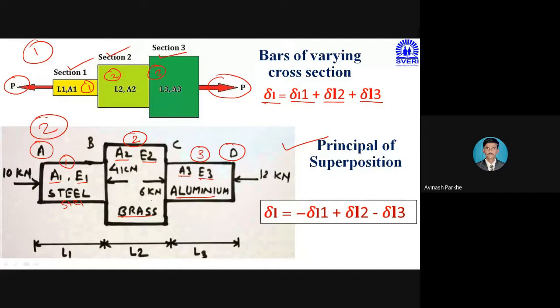But what about force? If you check the force, here at the left side, this 20 kilonewton external force is applied. At the right side, this 12 kilonewton external force is applied. And at the middle section, 4 kilonewton force is applied as well as 6 kilonewton force is applied. Means in this particular figure 2, this particular bar is subjected to a number of loads.